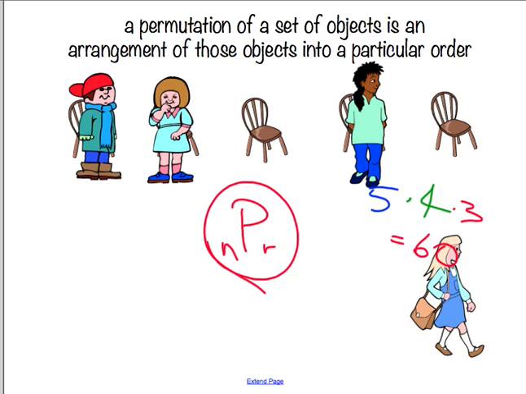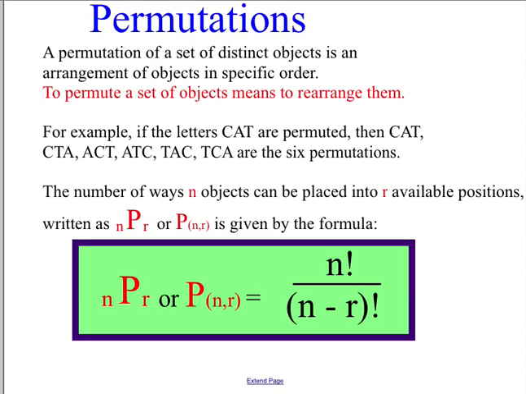Because in this case, there's 5 available positions for 3 people. So it'd be 5P3. And that's how you would say it, 5P3. So 5P3, if you pop that in your calculator, should equal 60. So permutations can be written in this particular form.